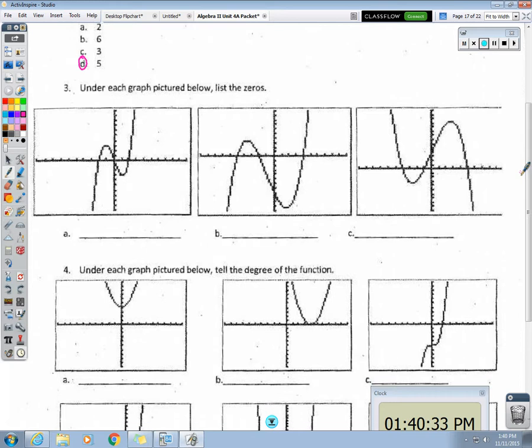Okay, under each graph pictured below, list the zeros. Okay, A. We can see that there are 3 zeros. Zeros are x-intercepts. And where are those 3 zeros located? Right. Okay, so go ahead and quickly do B and C. 5, -2, and 4. Okay, and then what about C?